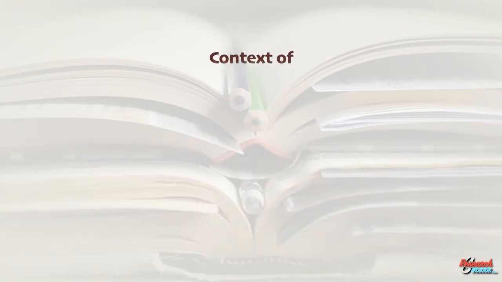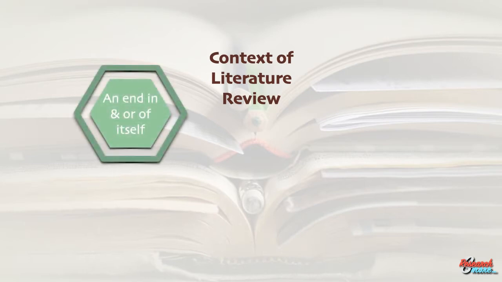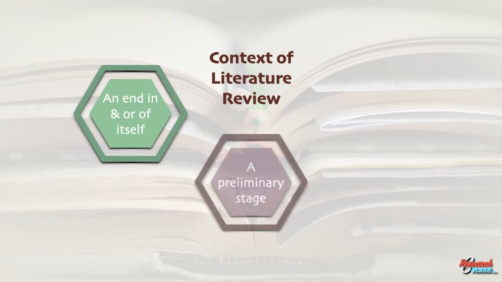In general, literature reviews are produced in one of three contexts. Under the first context, a literature review can be an end in and of itself. We take this approach if we simply want to ascertain the current state of the art of a particular subject or problem. The second context is where it can be a preliminary stage in a larger research project.